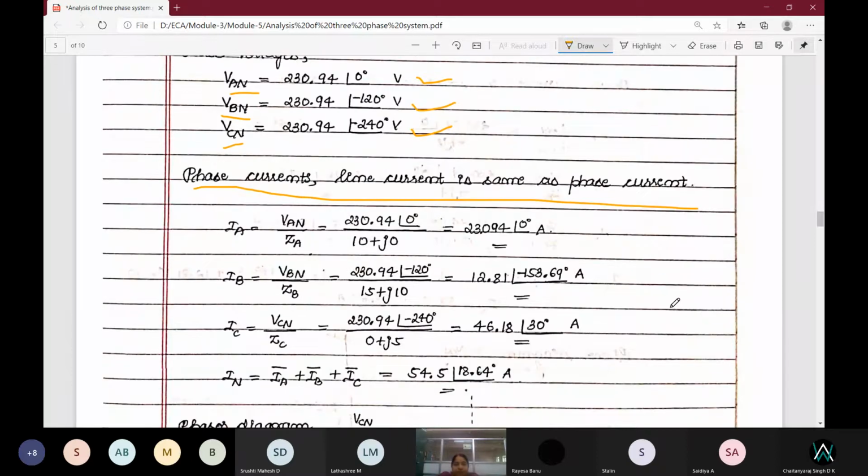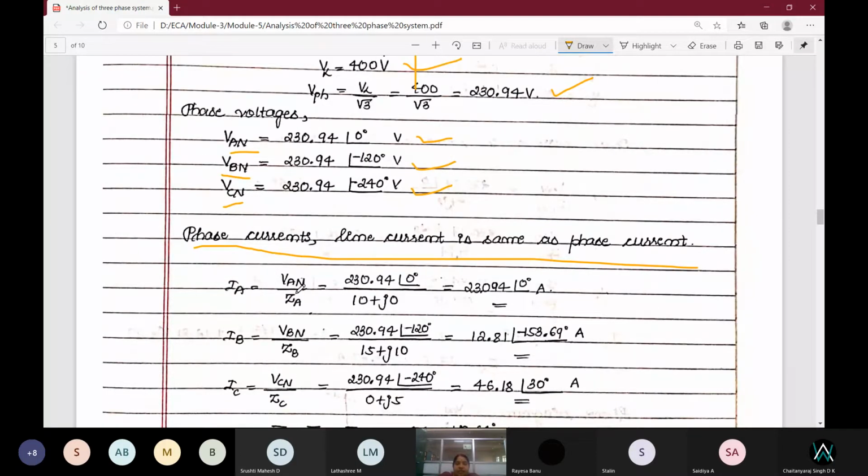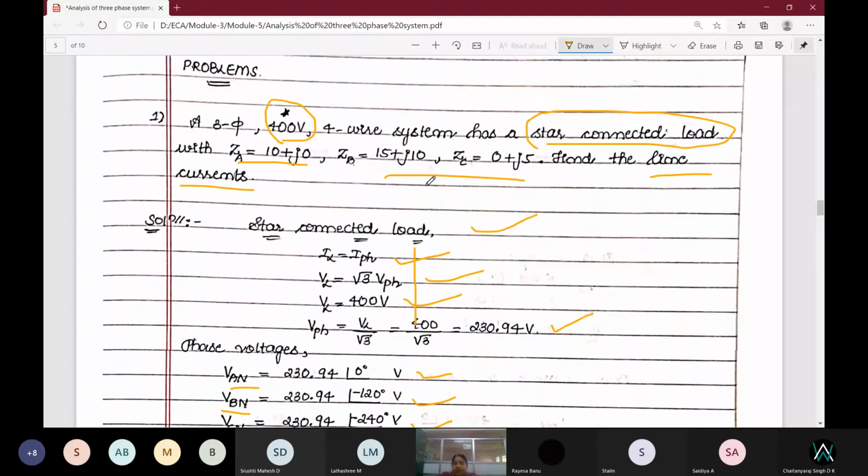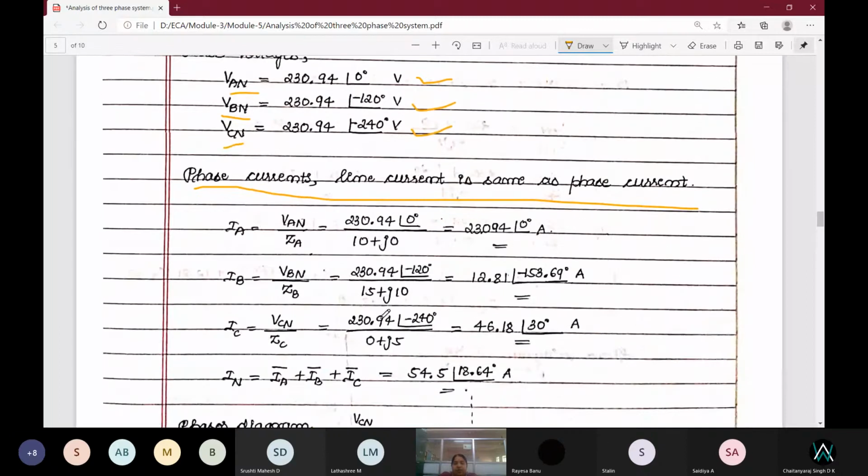So we'll go with the line currents, that is IA is equal to VAN divided by ZA. Phase voltage divided by impedance: line current is equal to voltage divided by impedance. That is the formula used. The first one is 230.94 divided by 10 plus J. ZA, ZB and ZC are given, so just substitute all three and you'll get the angles. That is IA, IB and IC: 23 at an angle 0, 12 at an angle minus 153 and 46 at an angle 30.